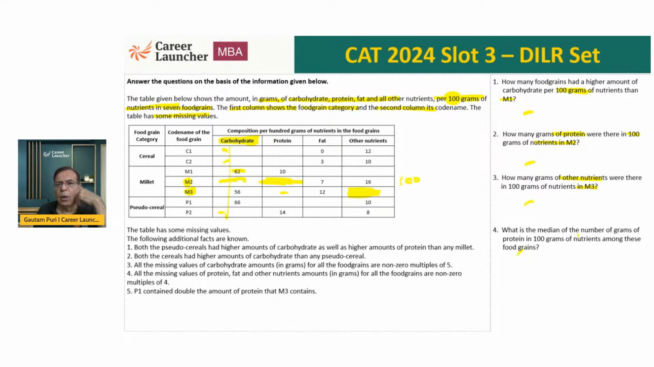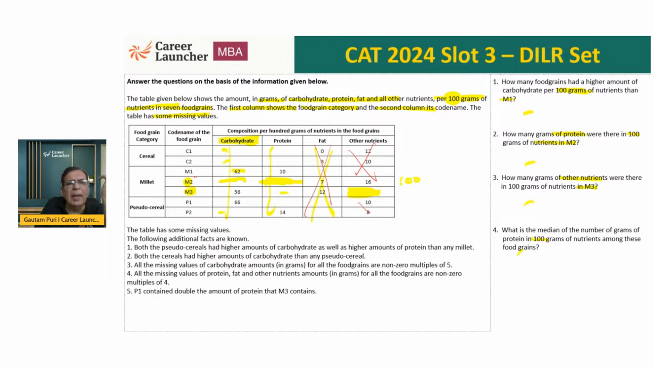Question 4. What is the median of the number of grams of protein in 100 grams of nutrients among these foods? What do we want? We want the median of all the protein values. So first thing, fat is not important, right? It doesn't matter if I'm not able to fill up the others. Okay? So these are not important for me by and large. This is there, but fat is not that important.